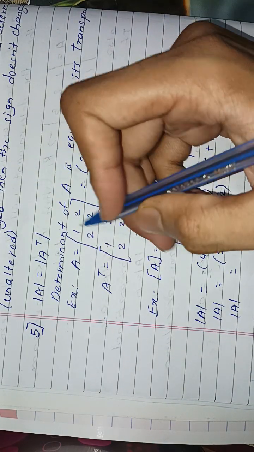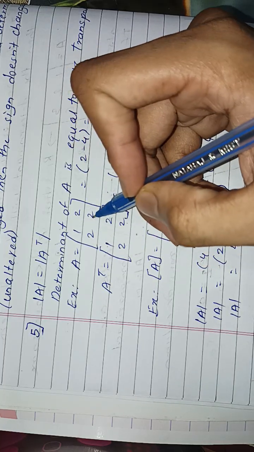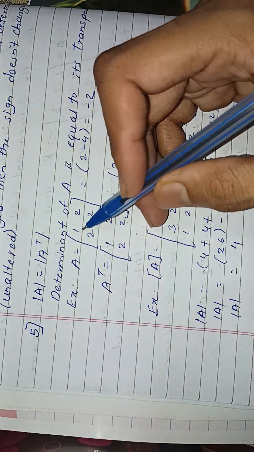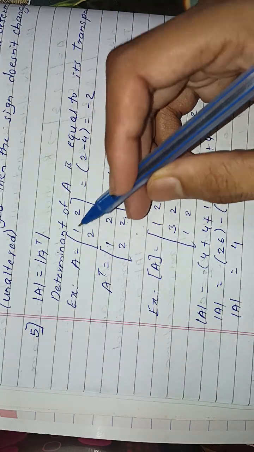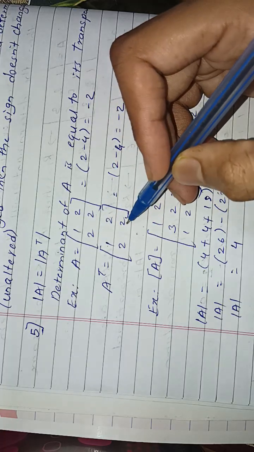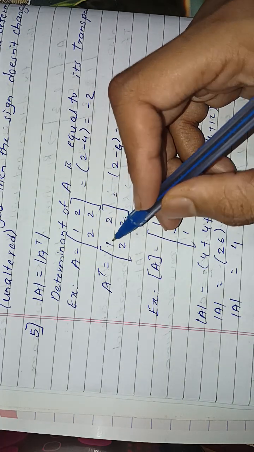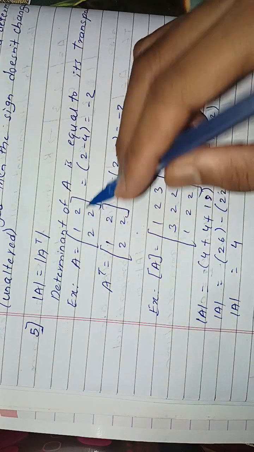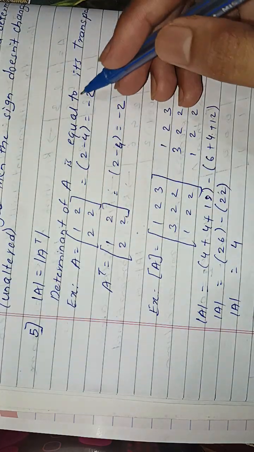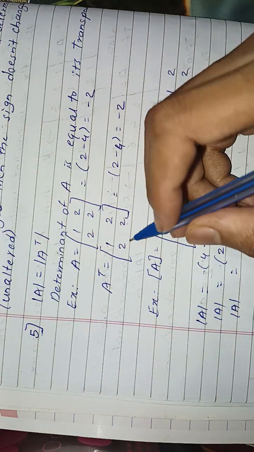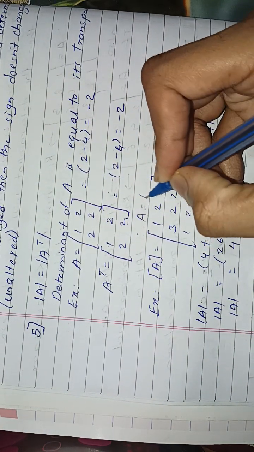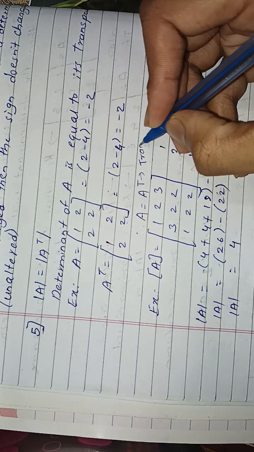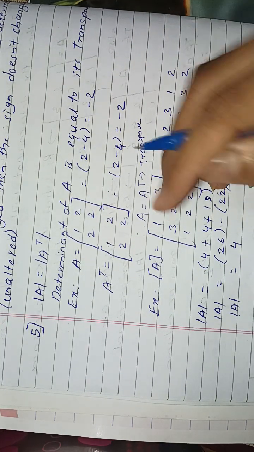So if I calculate the determinant of this, 2 into 2 is 4, 2 minus 4, it is minus 2. And after changing the position, like 1 2 I wrote here, 2 2 I wrote here, then if I calculate the determinant value, it will also be the same. So changing the positions of rows or columns doesn't change the determinant value. So it is determinant of A equal to determinant of A transpose. This T is transpose. This is a property of the determinant.